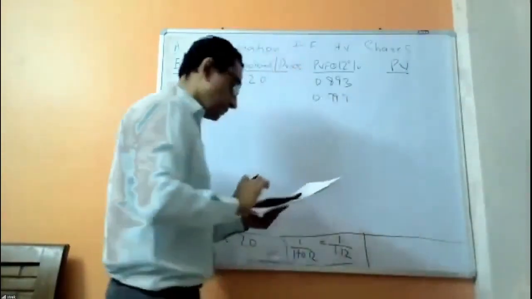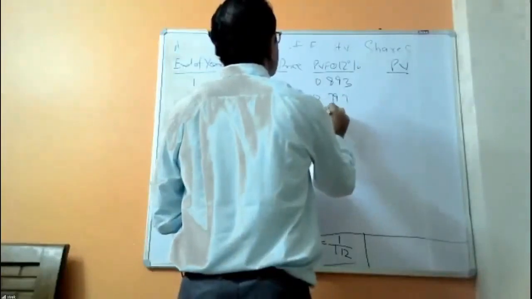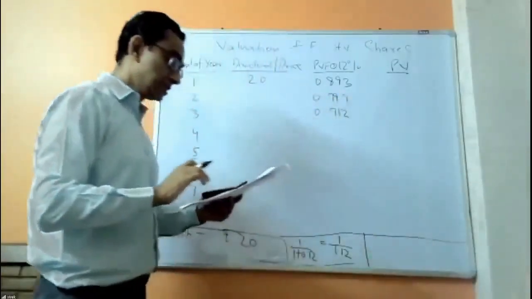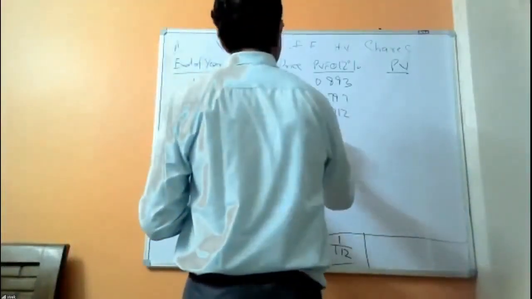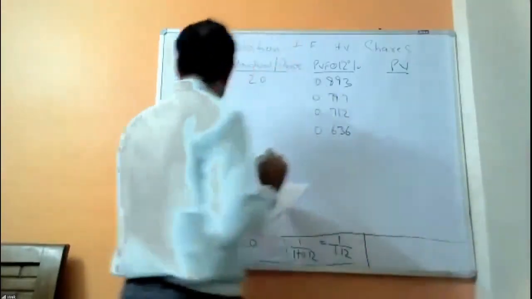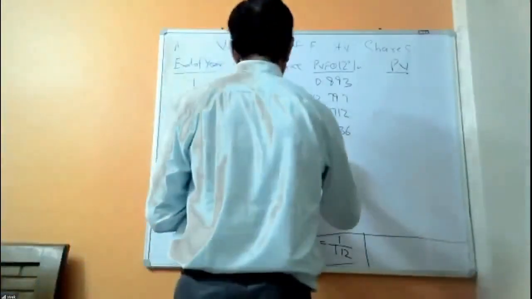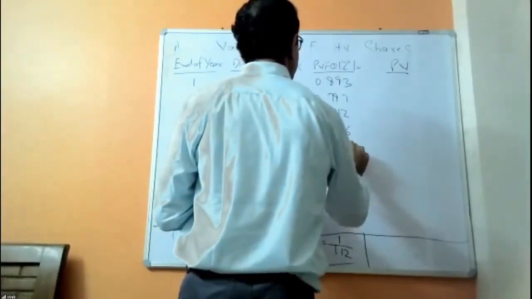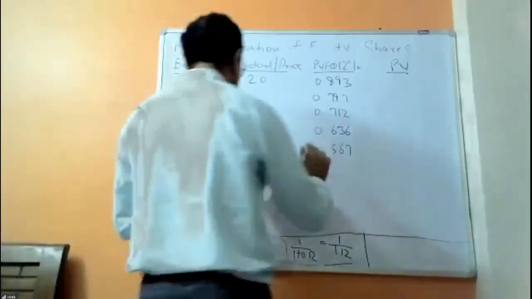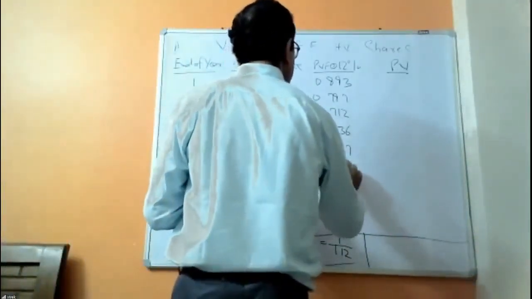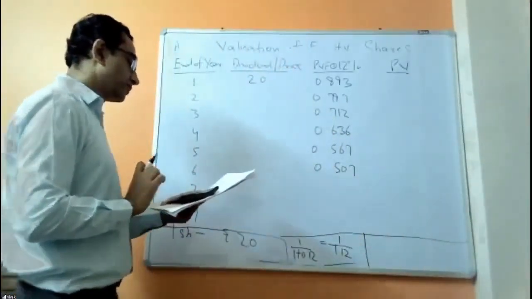It's 0.797. For the third year, it is 0.712. For the fourth year, it is 0.636. For the fifth year, it is 0.567. For the sixth year, it is 0.507. For the seventh year, it is 0.452.